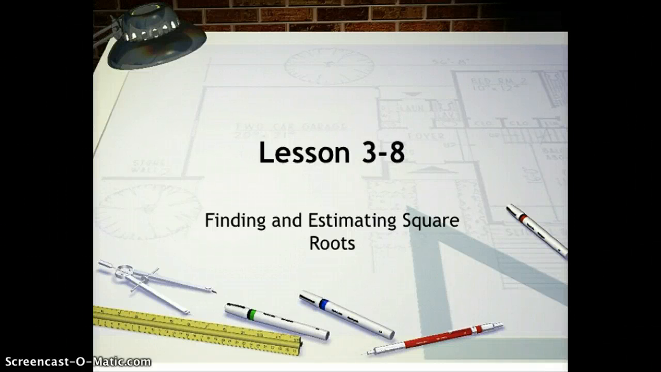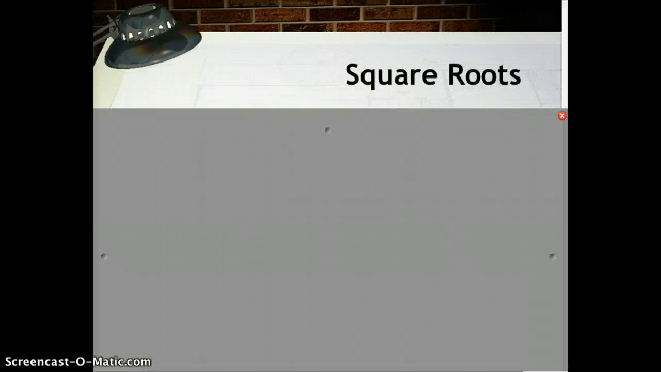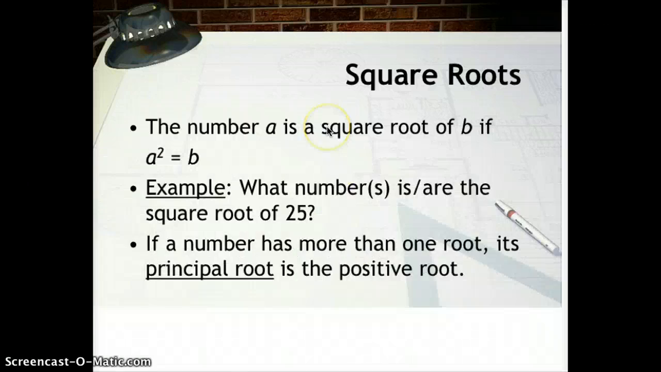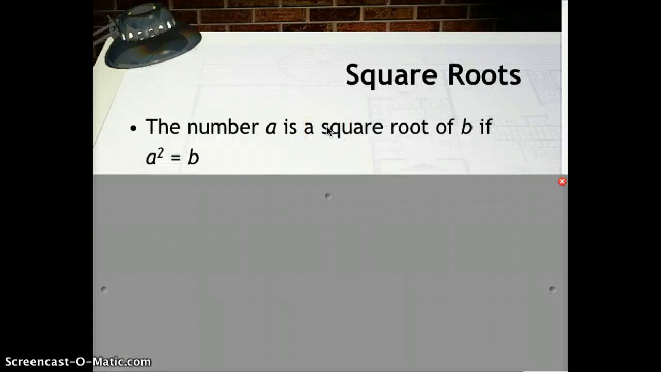I hope you're ready to find and estimate square roots today. This should take you back to looking for Pythagoras. So when we talk about a square root, we know that the number a is a square root of b if a squared equals b. So if a times itself equals b.